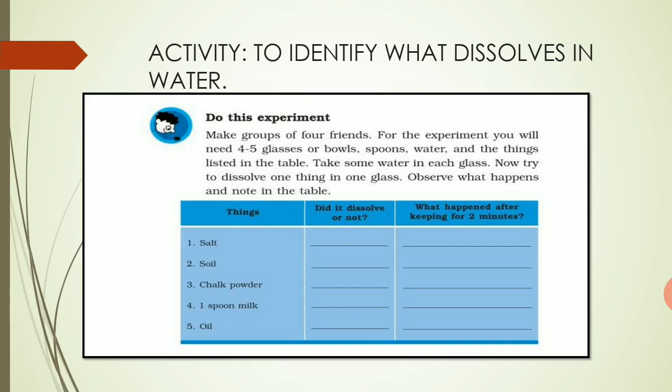Take some water in each glass and put these things, that is salt in the first glass, soil in the second one, chalk powder in the third one, 1 spoon of milk in the fourth one, and oil in the fifth one. Try to dissolve it and then find out whether it dissolves or not. Write yes or no. Then keep all the glasses still for 2 to 5 minutes and then observe what happened.